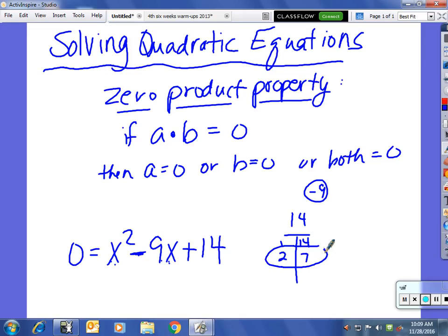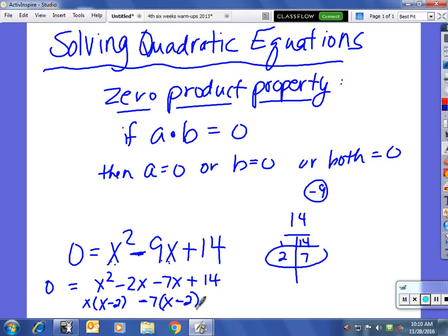And what do both of the signs have to be? Negative. Okay, so let's keep on factoring this thing. X squared minus 2x minus 7x plus 14. What can I take out of the first two? Take out an x and you're left with x minus 2. What do I take out of the second two? Take out a -7 and you're going to be left with positive x minus 2. 14 divided by -7 is minus 2.